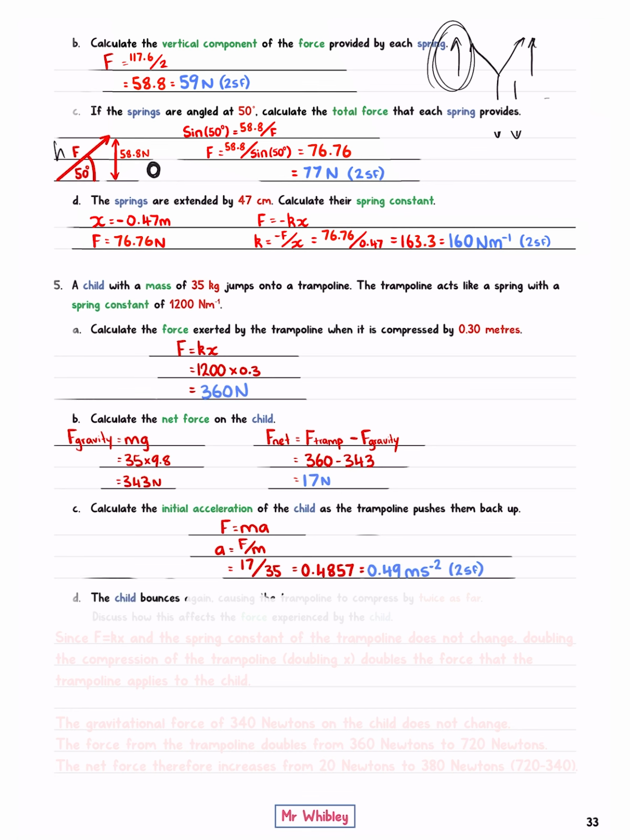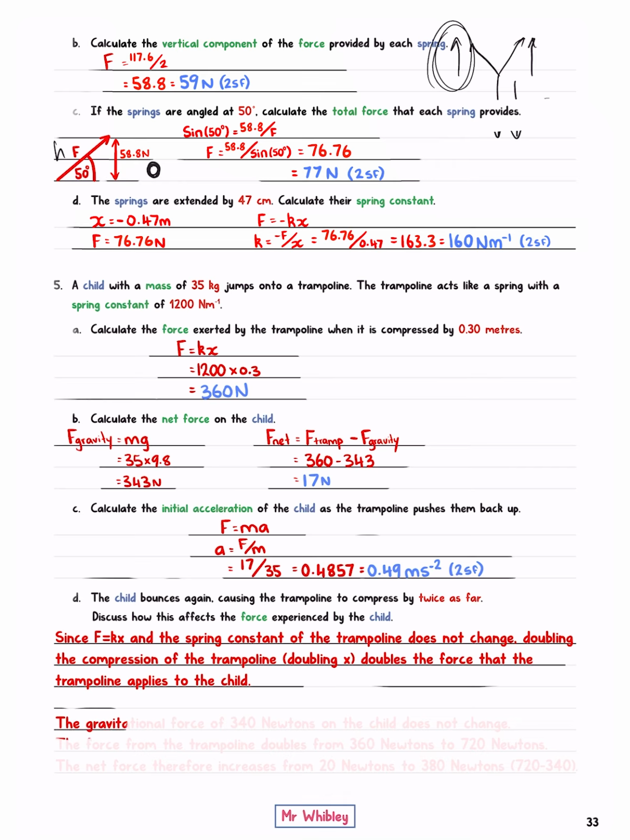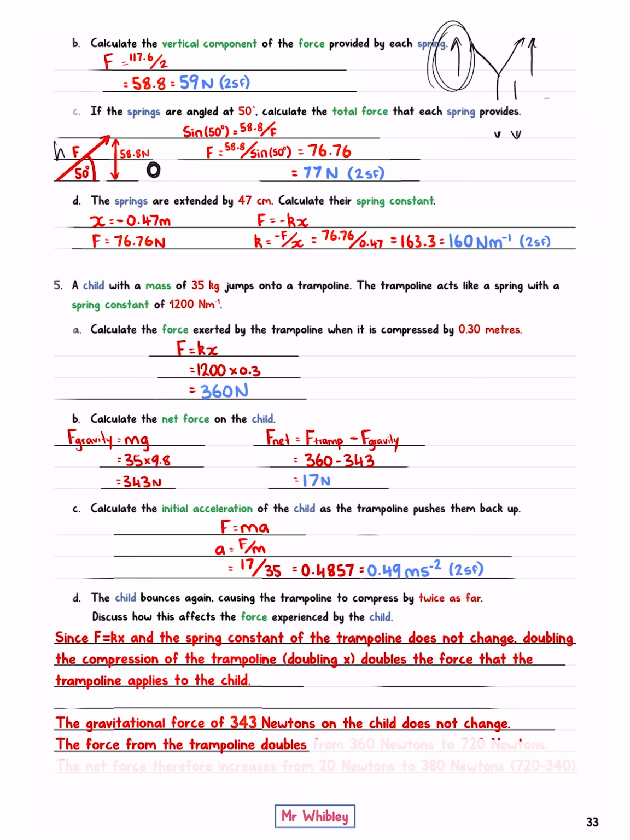The child bounces again, causing the trampoline to compress by twice as far. Discuss how this affects the force experienced by the child. Since F equals kx and the spring constant of the trampoline does not change, doubling the compression of the trampoline, which is to say doubling x, is going to double the force that the trampoline applies to the child. The gravitational force of 343 newtons on the child does not change. The force from the trampoline doubles from 360 to 720.